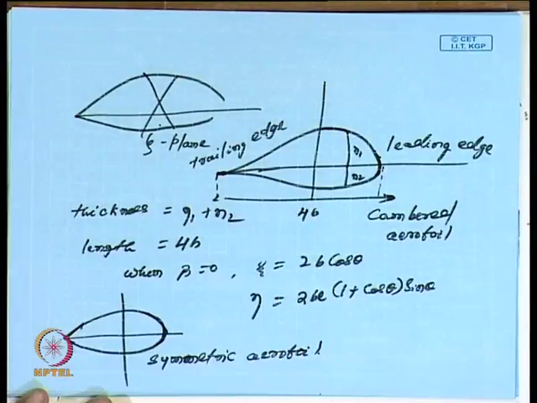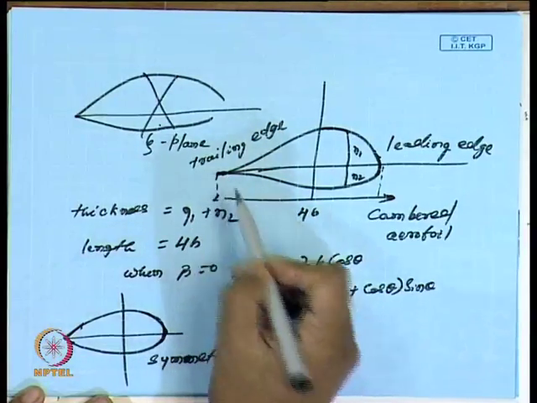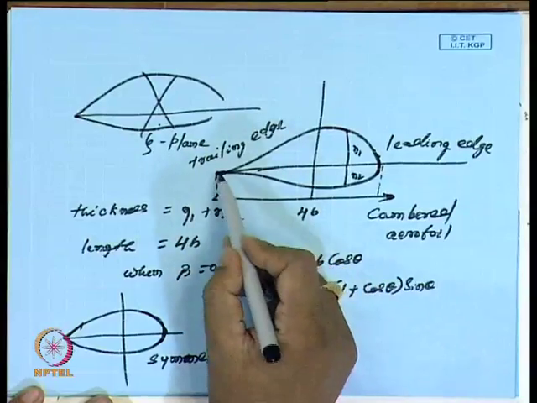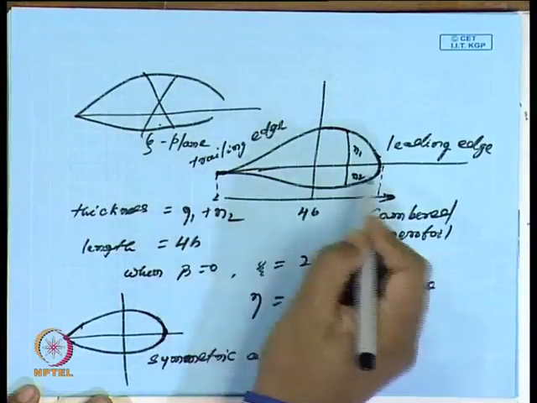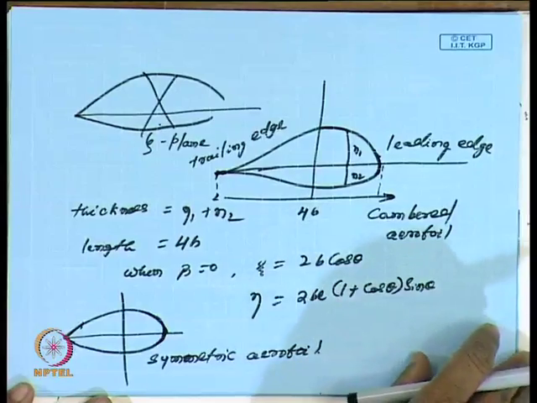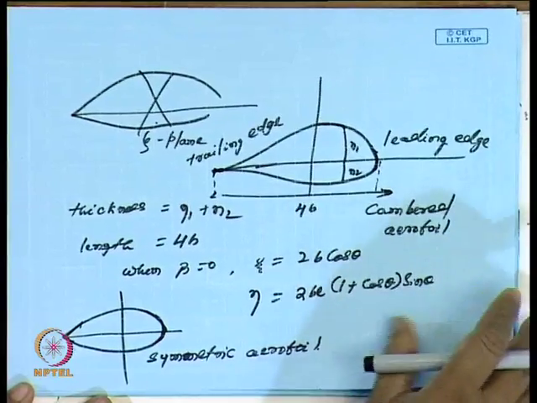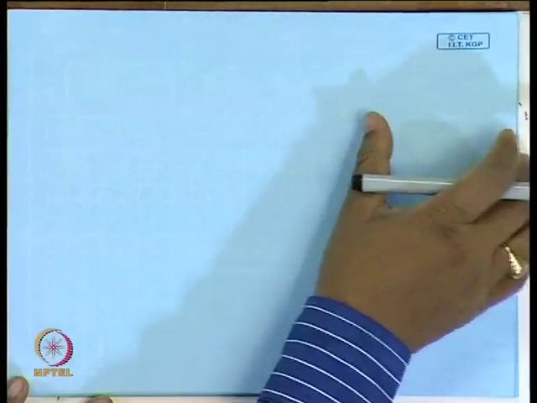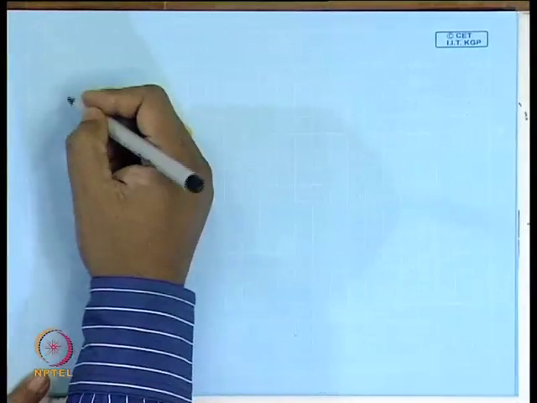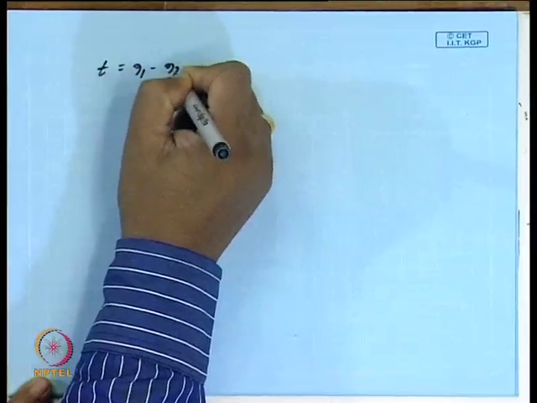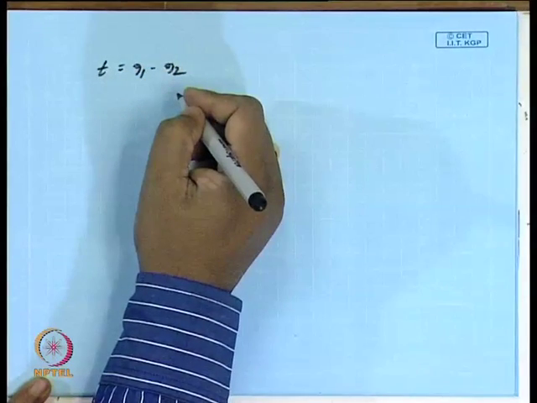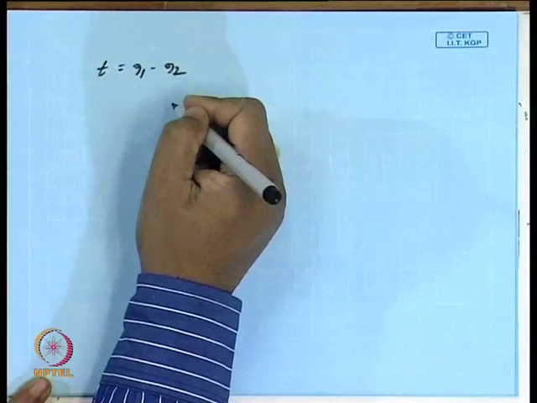And soon we will see that this edge has a singularity, which I will come to later. Here there is no singularity, but at this end we will see. Now let us look at the maximum thickness the aerofoil can have. If you look at the thickness T, as I mentioned, T will be eta 1 minus eta 2.